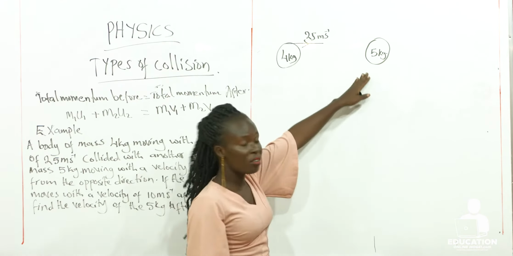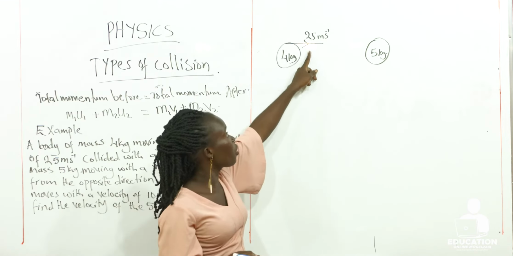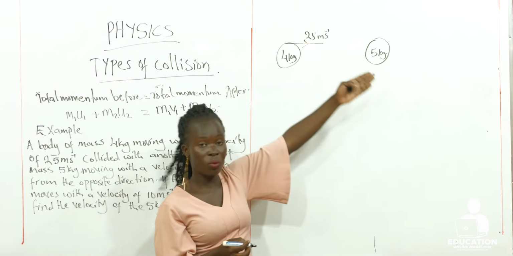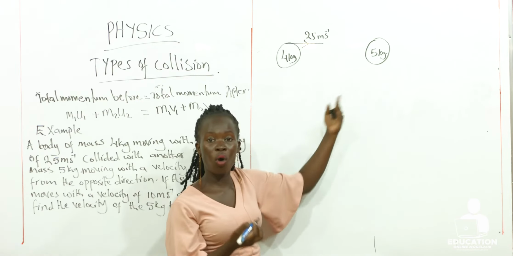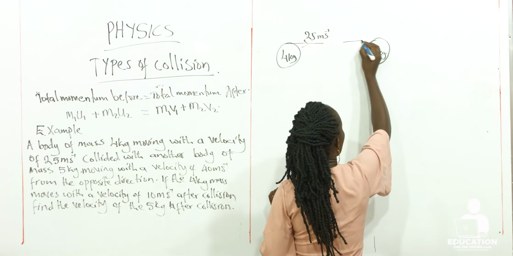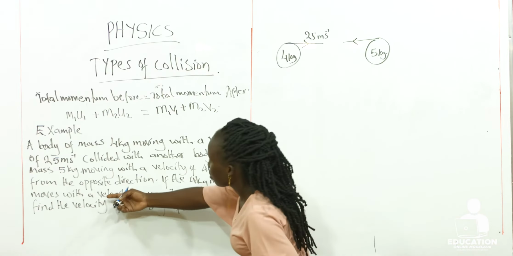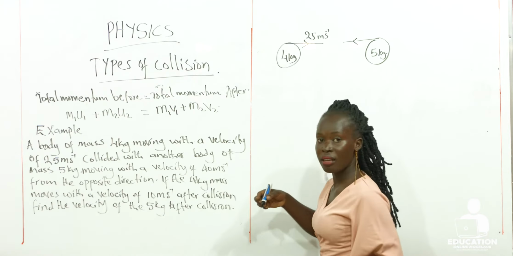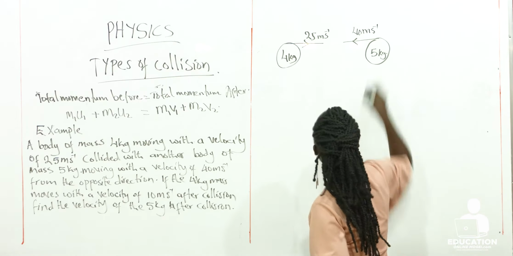So what happens is this body was moving in the opposite direction. This arrow here is showing us the direction this first body is taking. So you see that our arrow is facing that way. That means that it is taking that direction. With this second body, it is moving opposite to this first. So we are having it moving this way with a velocity of what? It's moving in the opposite direction with a velocity of 40 meters per second.